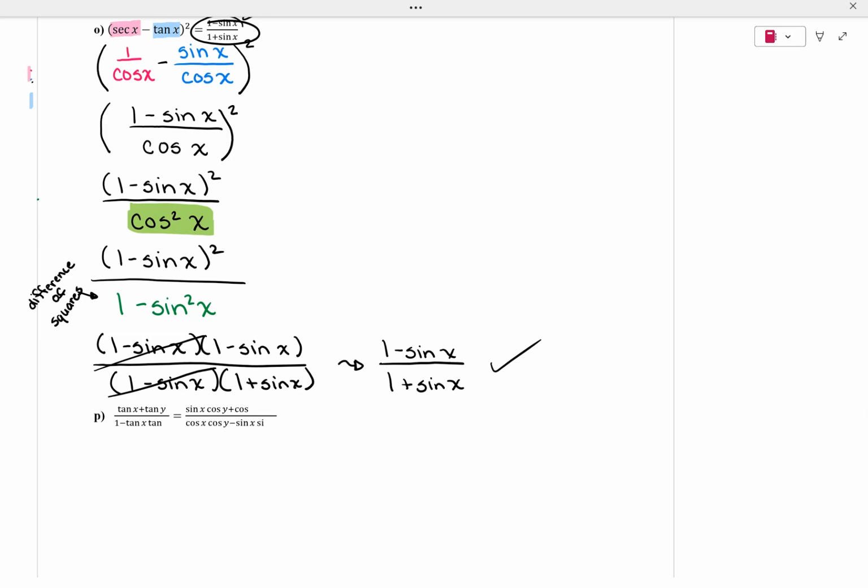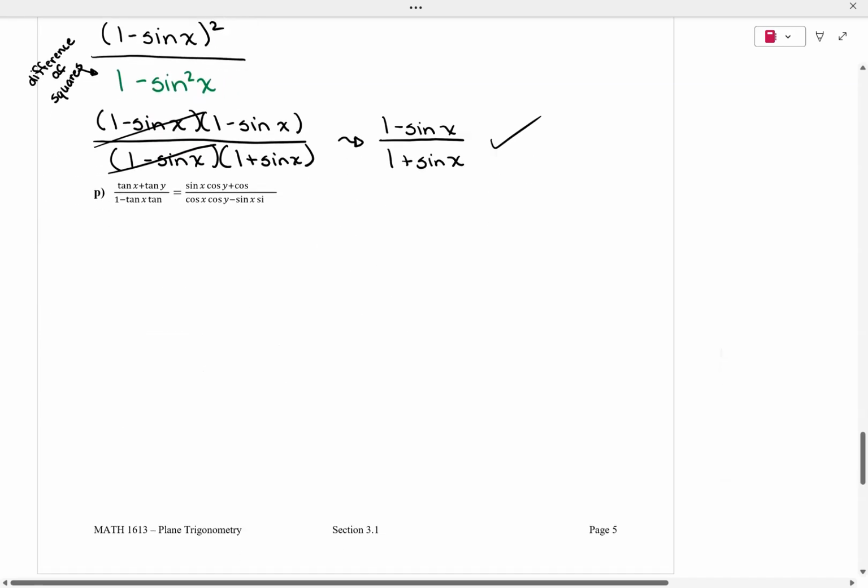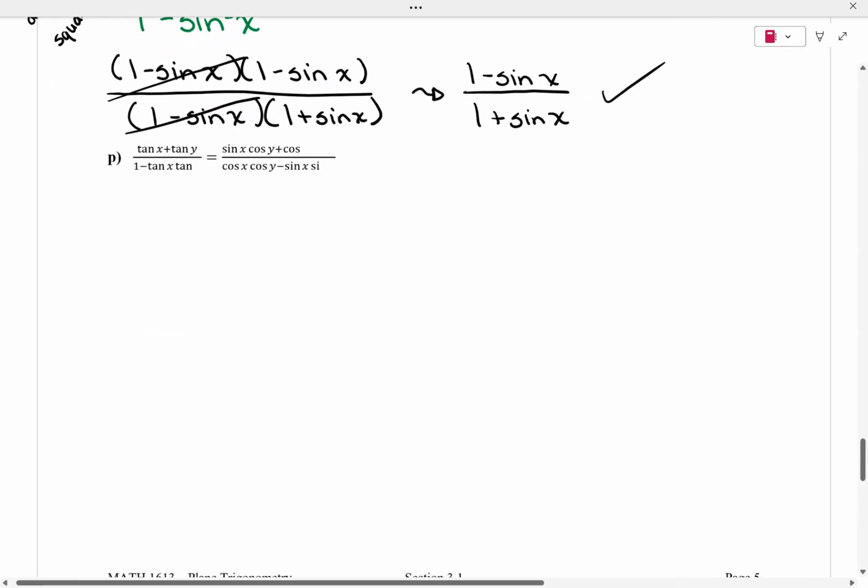Alrighty, let's go to the next one. I am missing some things here, so let me make sure I get this one right, because this one's a little complicated. So over here, we're missing cosine x sine of y. And this is sine of x sine of y. Tan of x, tan of y, 1 minus tan of x. Okay, so this is a y.